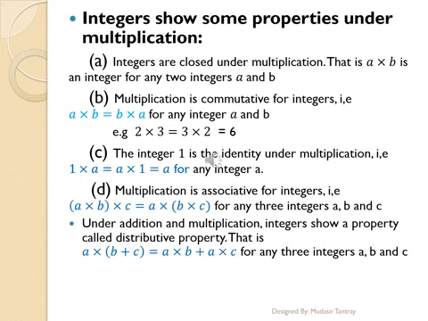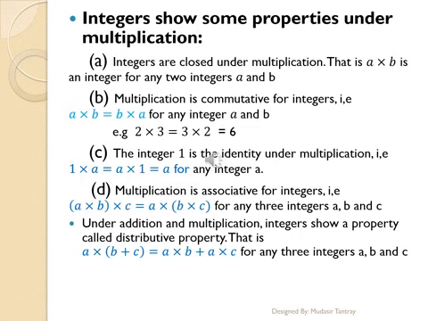Integers show some properties under multiplication. First one: integers are closed under multiplication. That is, a into b is an integer for any two integers a and b. Second one: multiplication is commutative for integers. That is, a into b is equal to b into a for any integers a and b.